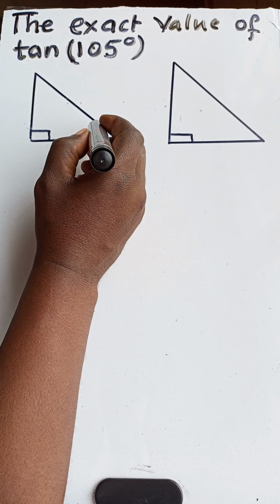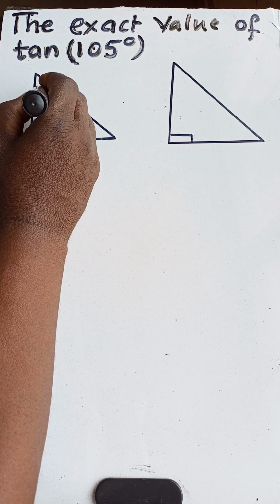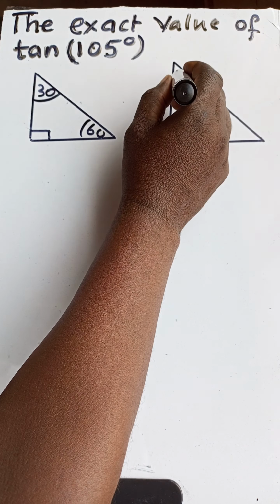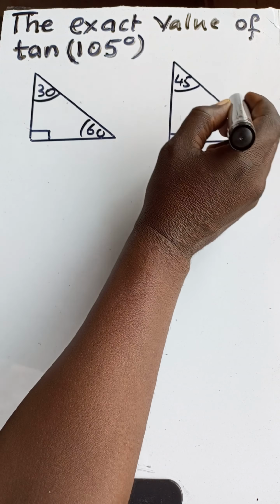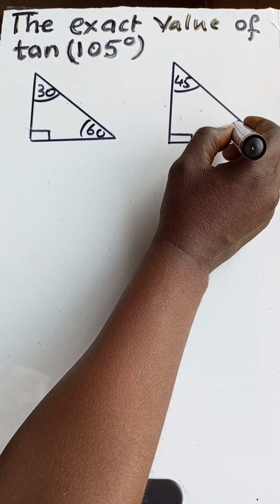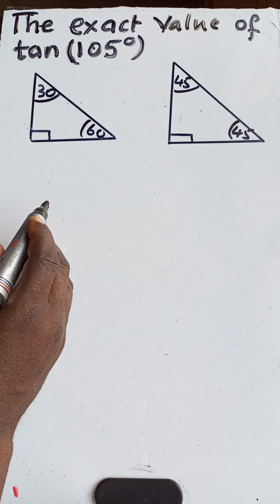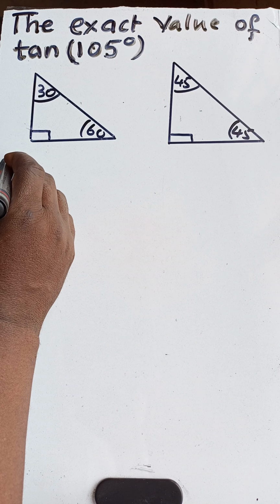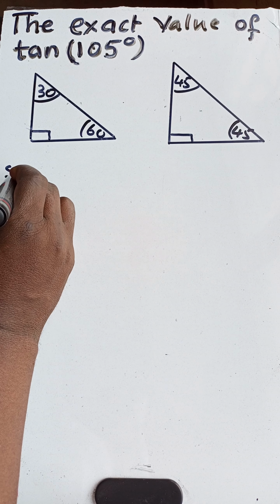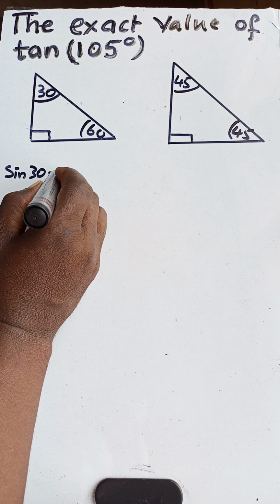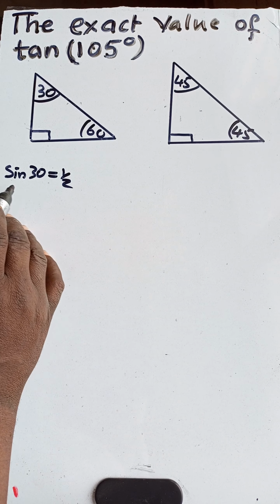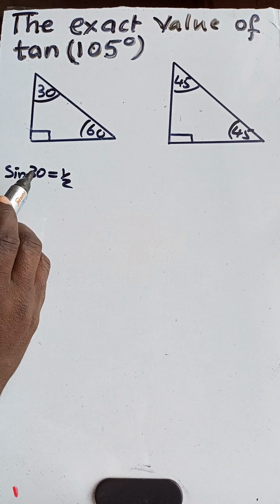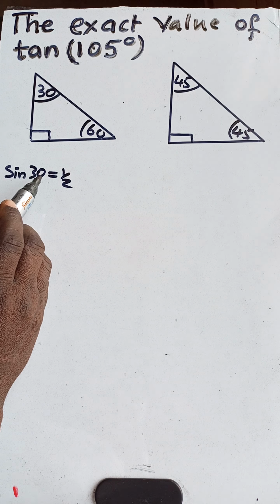Okay, if this is angle 30, then automatically this one is 60 degrees. If this is angle 45, automatically this one is also angle 45 degrees. Now the key that I always tell my students for this is if we can remember that sine 30 degrees is a half, then we'll be able to establish all the trigonometric ratios for angles 30 and 60 degrees without touching the calculator.